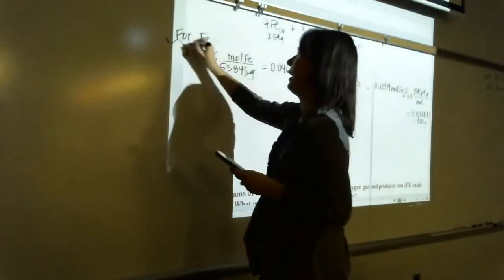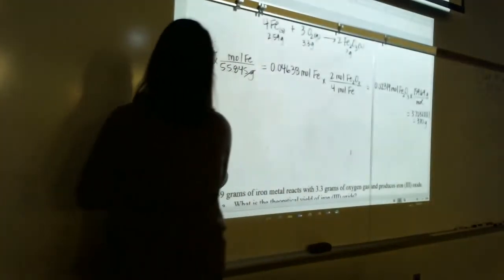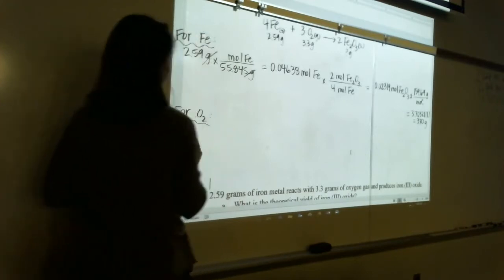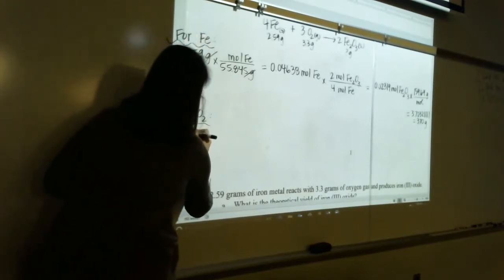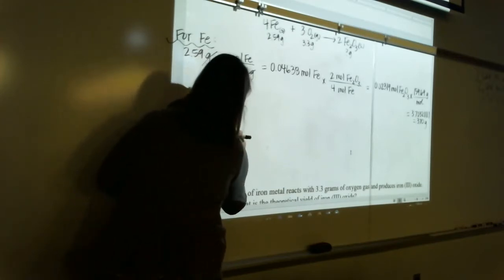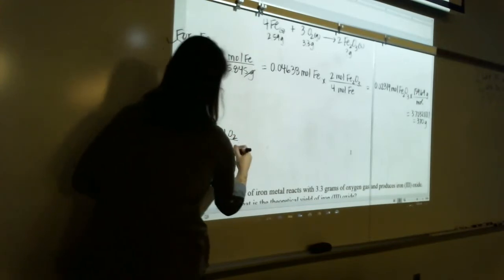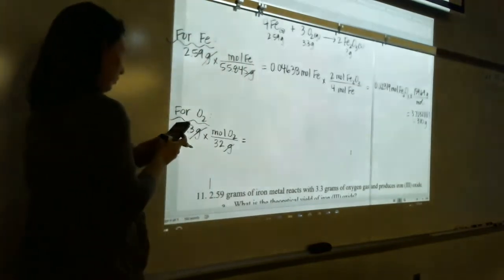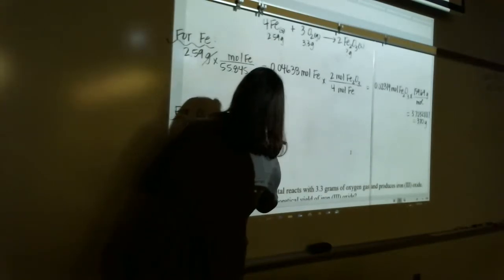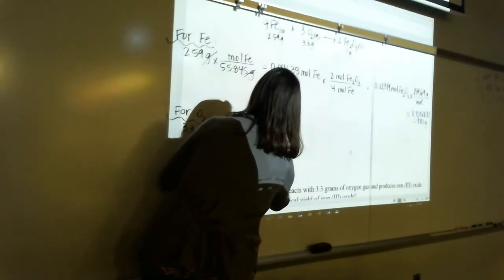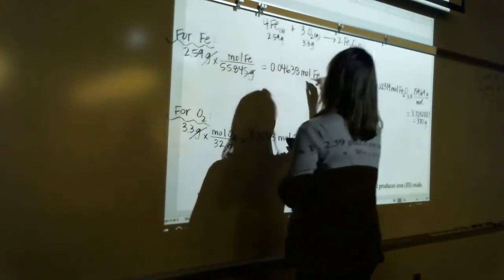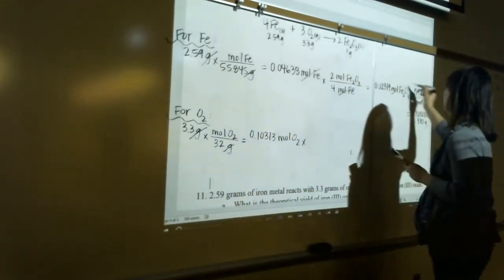Because I did it for iron, now I gotta do it for oxygen. Gotta repeat this whole procedure. So 3.3 grams times 32 grams per mole O2. So 3.3 divided by 32. Carrying out extra decimal places, 0.10313 moles O2. Forgot to cancel out my units there.